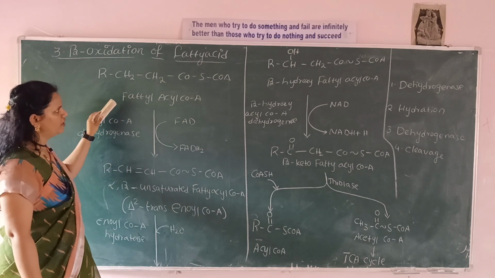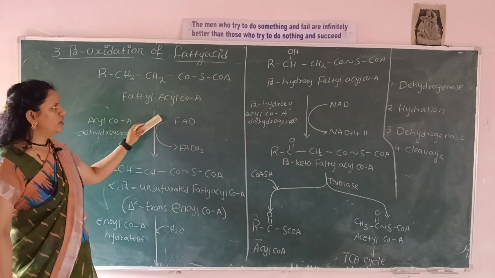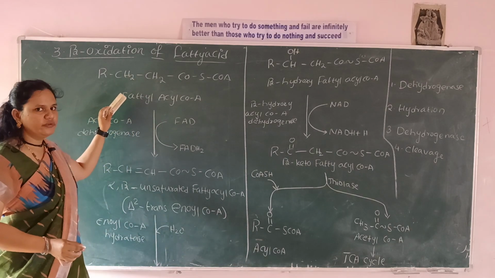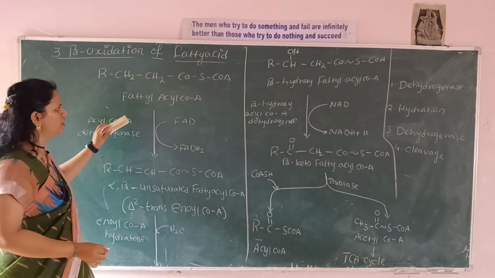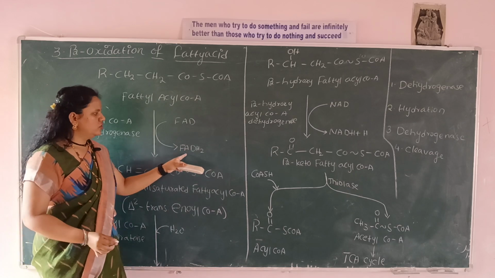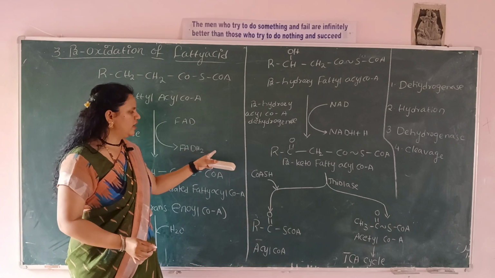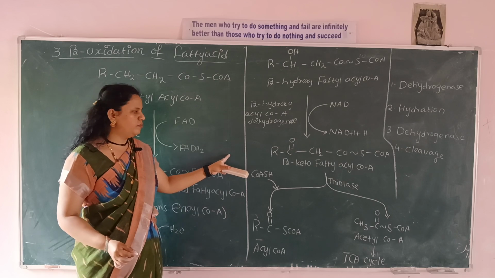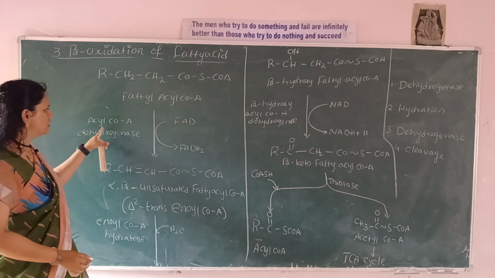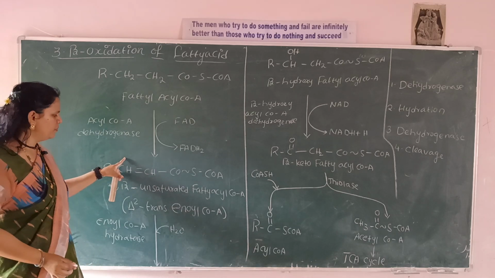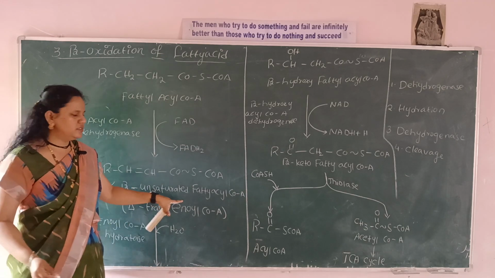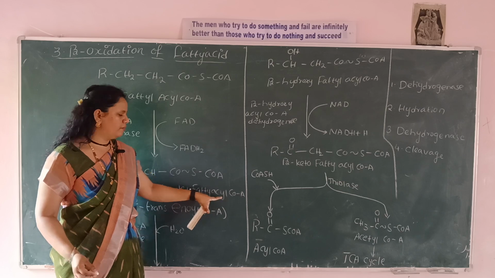Here the fatty acyl CoA compound releases hydrogens at the beta position, which leads to the compound becoming unsaturated, and FAD is reduced to FADH2. This FADH2 further enters the electron transport chain to produce 1.5 ATPs. The reaction occurs with the help of the enzyme acyl CoA dehydrogenase, which results in the formation of the alpha, beta unsaturated fatty acyl CoA compound.